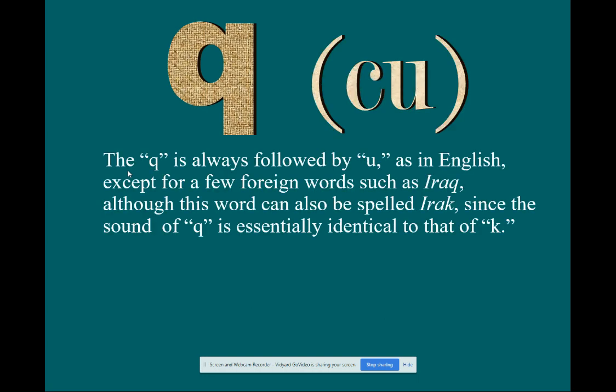Q. The Q is always followed by U as in English, except in a few words that are foreign, such as Iraq. Although the word can also be spelled Irak, since the sound of the Q is essentially identical to that of the K. Queso, pequeño, quilate, quién.